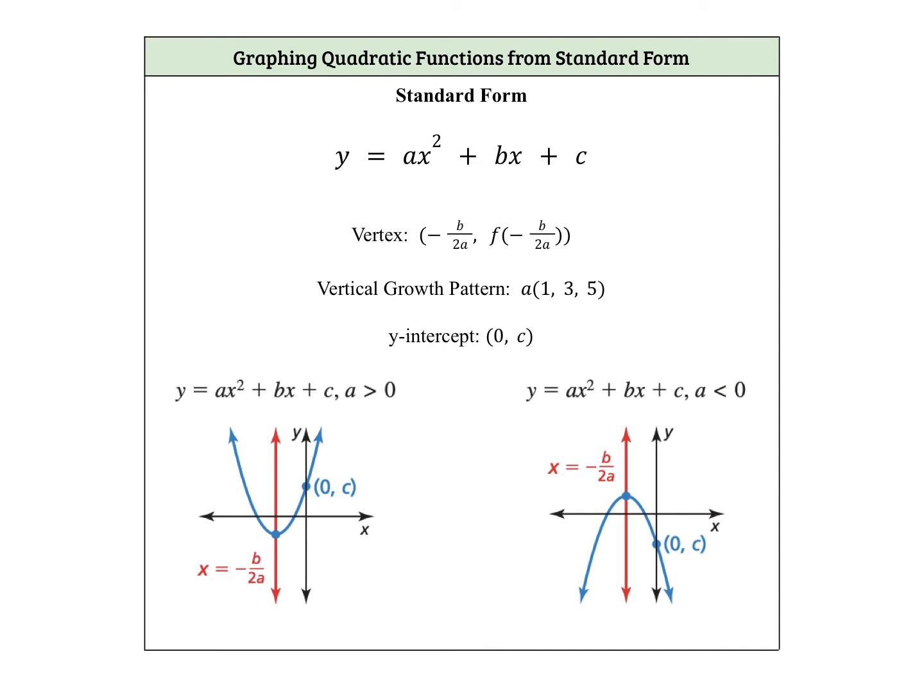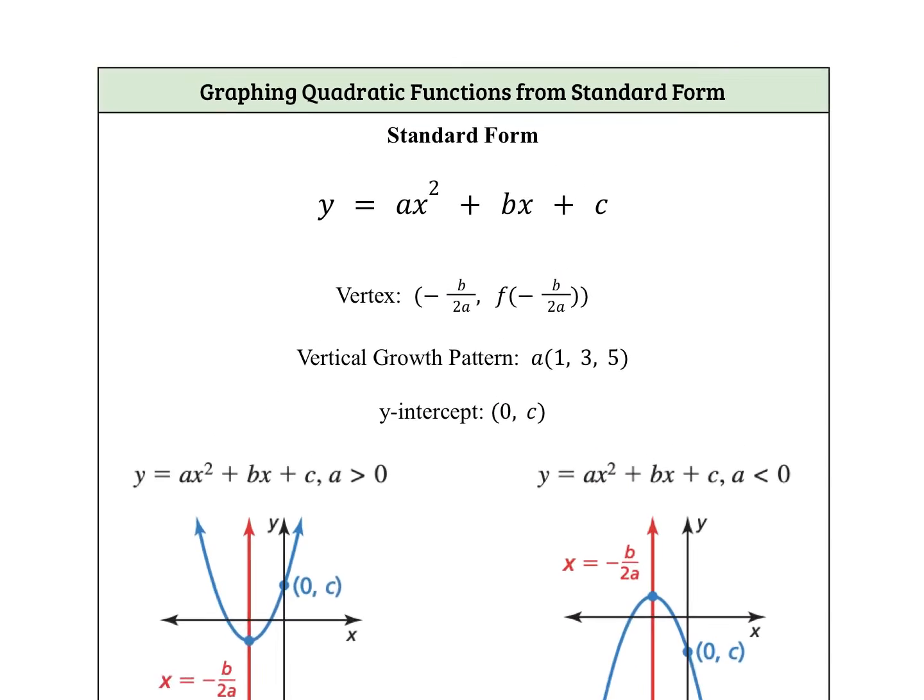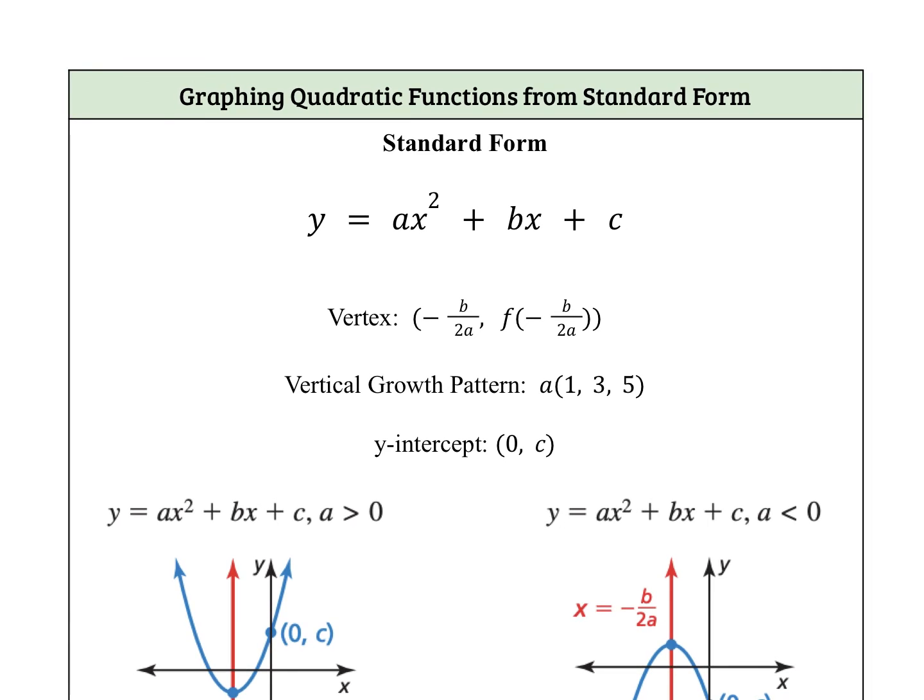All right, so now we're going to look at another form that we're going to encounter quite a bit for quadratics, and that's called standard form. So standard form is when your equation says y = ax squared plus bx plus c. So for this one, you do need to do a little extra work to figure out what the vertex is. So there is a formula that you can memorize.